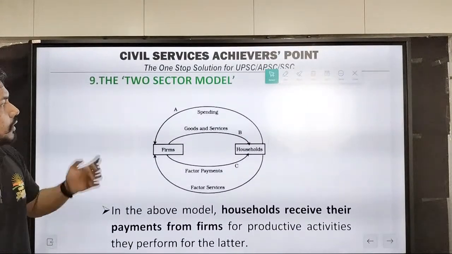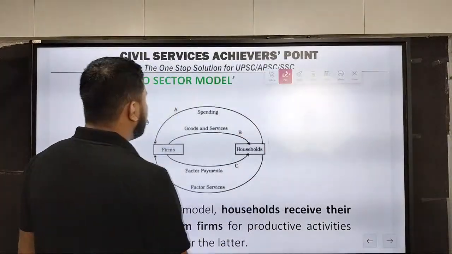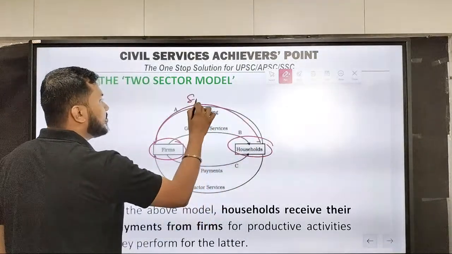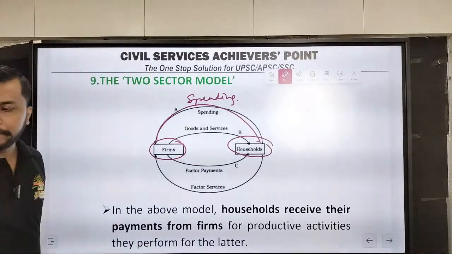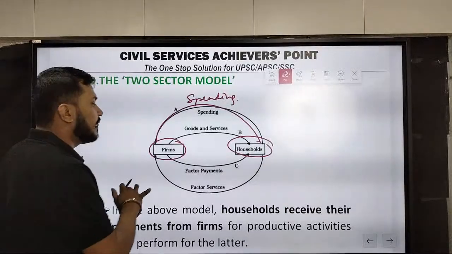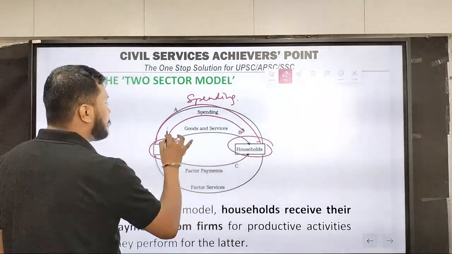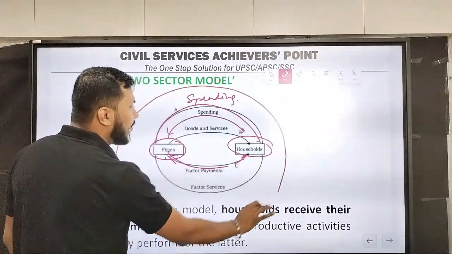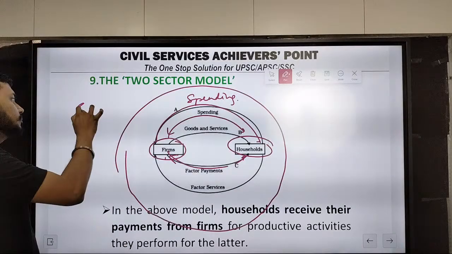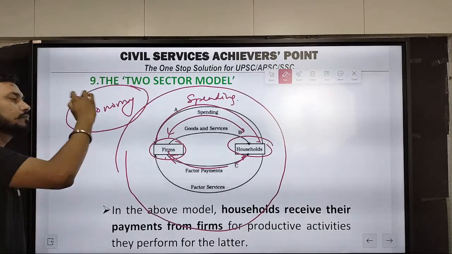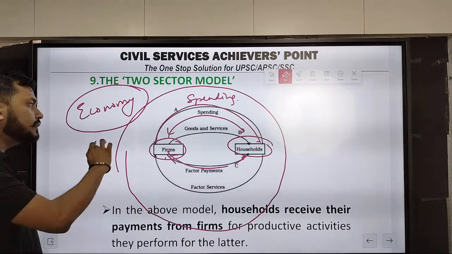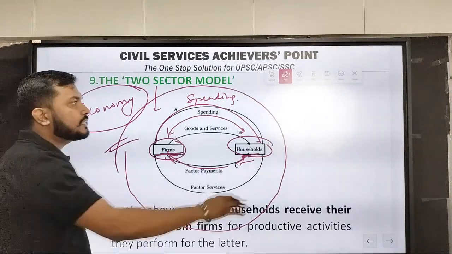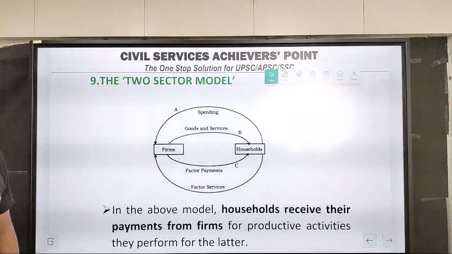Now here is the two sector model. You can see the two sector model. What is here? The farms and the households. What is going on between farms and households? Spending. The farms and the households are basically spending, and therefore you can see that goods and services flow between these two. Between them there are factor payments, and this is the type of scenario that we can see in our economy. This is an important factor, because without this, even small scale farms cannot work in society. So this is what is known as the two sector model.